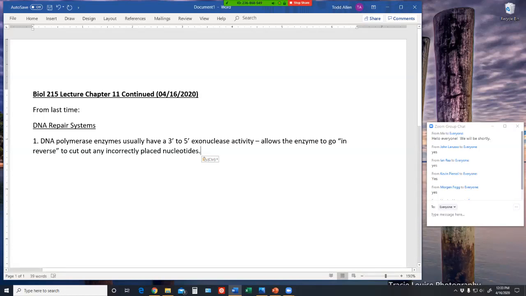The first one that we covered at the very end of last class was the fact that DNA polymerase enzymes can often repair mistakes in the DNA because they have this 3' to 5' exonuclease activity that allows them to go in reverse. A second and new thing for your notes is something called mismatch repair.